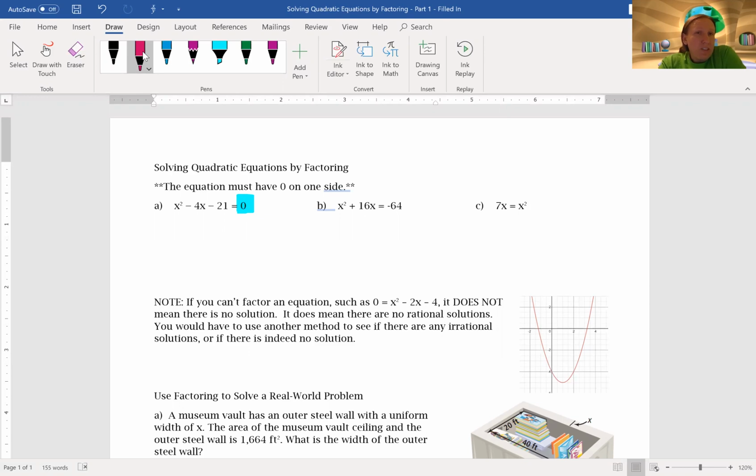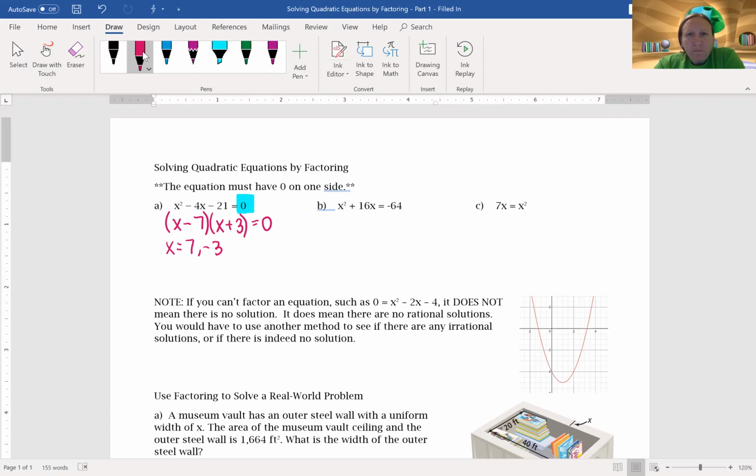Here, I should check for a GCF. There is none. I do have a trinomial. The coefficient up front is 1, so these are those easier trinomials. I need to find two numbers that multiply to negative 21 and add to negative 4. And those two numbers would be negative 7 and 3. So I put those numbers in parentheses. It's x minus 7 times x plus 3 equals 0. And now that it's in factored form, I can use the zero product property and know that my two solutions must be x equals 7 and x equals negative 3.